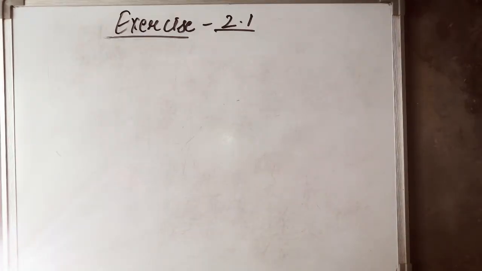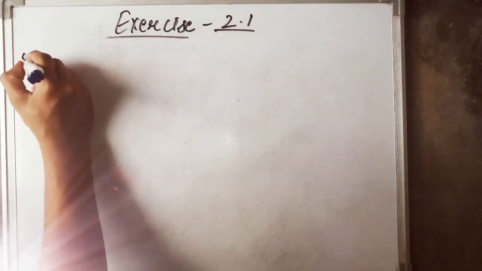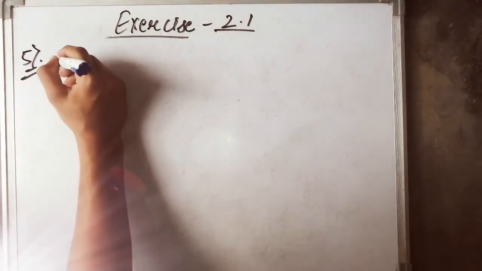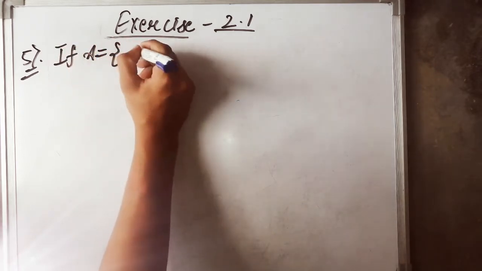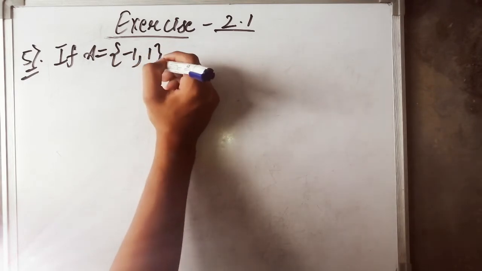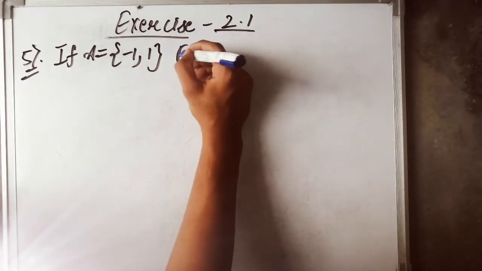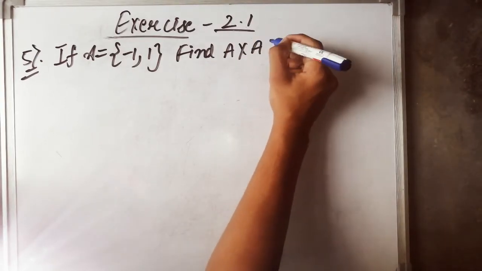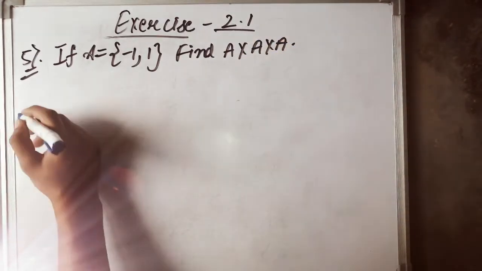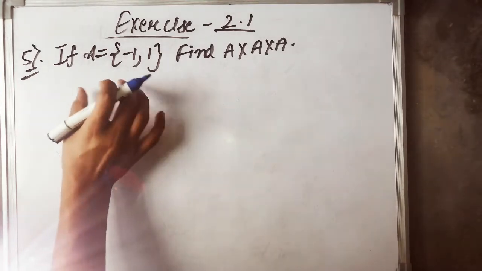Let's have a look at the fifth question, which is: if A equals (-1, 1), find A cross A cross A. Okay, in this question we need to find out A cross A cross A.